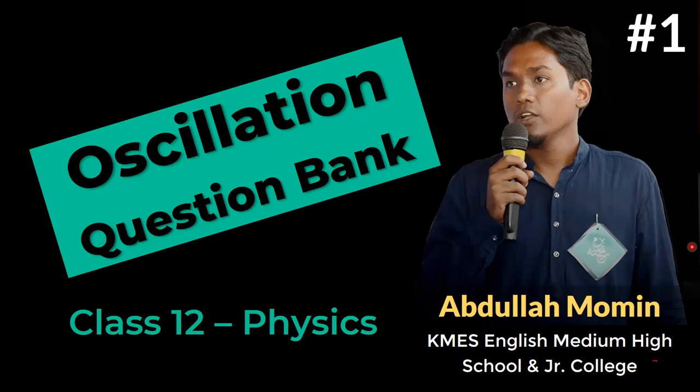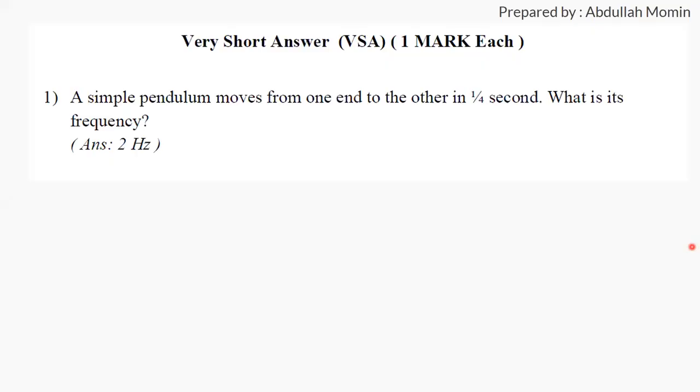My name is Abdullah Momin, KMS English Medium High School and Junior College, and in this video we are going to solve the question bank which is given by the Maharashtra board, and we are going to solve the questions of the chapter Oscillation from class 12 physics. So in your very short answer, VSA, for 1 mark.